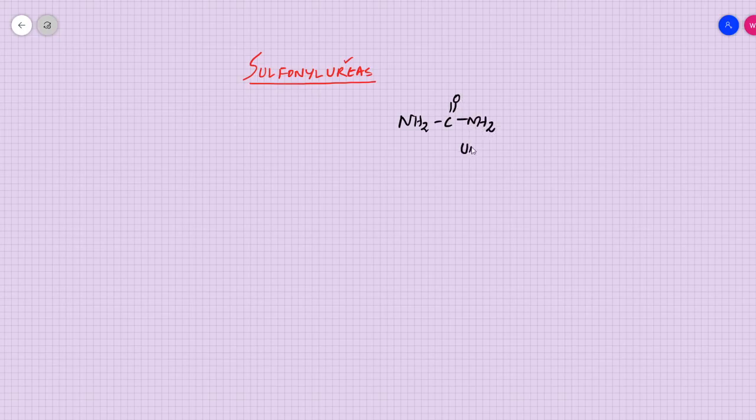Okay, so this is the structure of urea. So it's a sulfonylurea. Okay, so let's draw a sulfonyl group. So that's an aryl sulfonyl group, and that's a sulfonylurea. So an aryl sulfonyl group attached to a urea group.